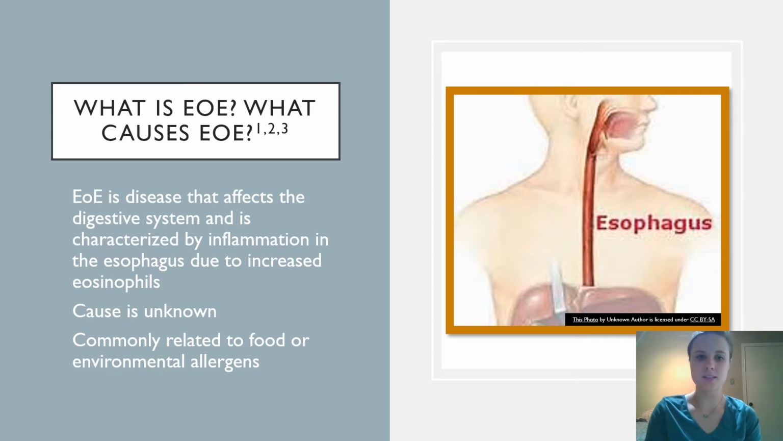So EOE is a disease that affects the digestive system, and it's actually characterized by inflammation in the esophagus, which is the tube that runs from the mouth to the stomach. And this is due to increased eosinophils. And so eosinophils are a white blood cell that are part of our immune systems and allow our bodies to fight certain infections. And so the cause of the increase in eosinophils is unknown, but research shows that this may be related to food or environmental allergens. And so I'm going to be referring to this as food triggers.